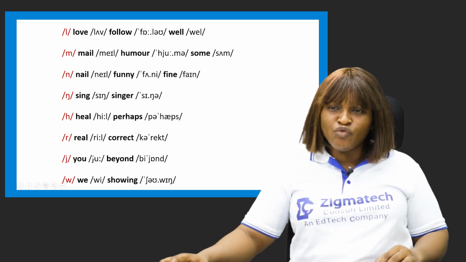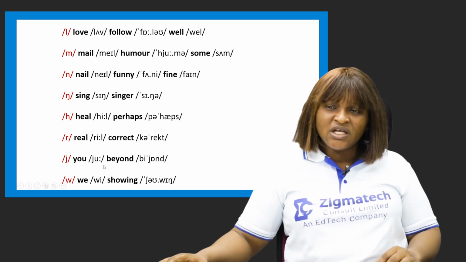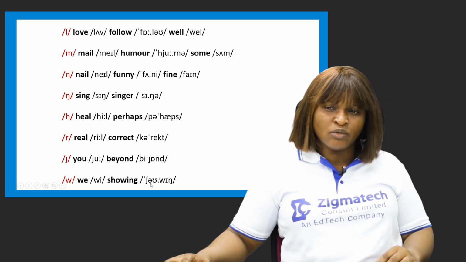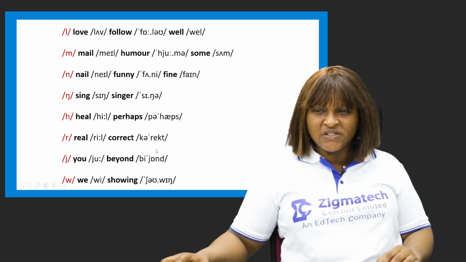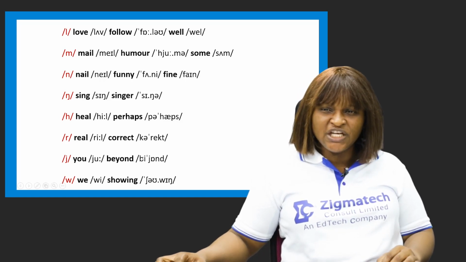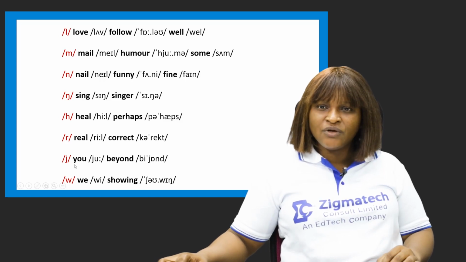Then we have EW. Where you have EW in a word, the tendency that you have the Y sound there is also there. Then we have the W sound, and it is for just the initial stage and final stage.